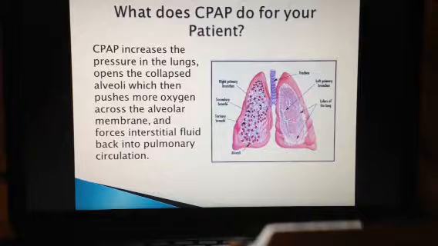So now let's talk about what CPAP does for your patient. CPAP increases the pressure in the lungs, opens the collapsed alveoli, and the alveoli are those little grape-like bunches in the picture, which then pushes more oxygen across the alveolar membrane and forces the interstitial fluid back into pulmonary circulation.